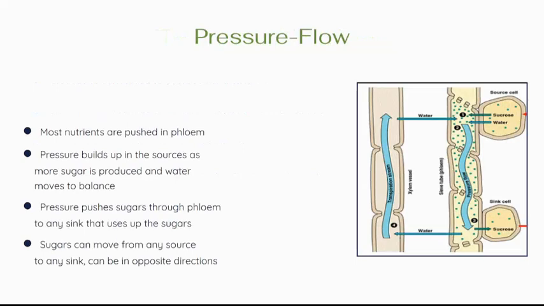Pressure flow. Ooh. So most nutrients are pushed into the phloem, and pressure builds up at sources as more sugar is produced and more water moves in to balance. So pressure will eventually push the sugar down to any sink that uses up the sugar. Sugars can move from any source to any sink. It can be in any direction.